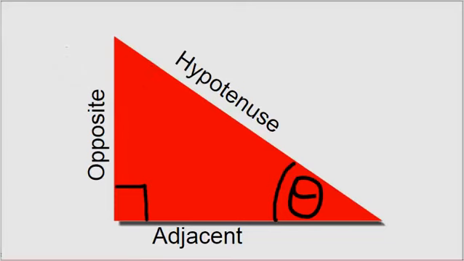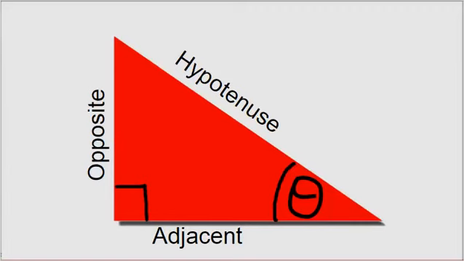There are certain names and words that are used for right triangles. If we're talking about this angle right here, this angle theta, this is the hypotenuse. The hypotenuse is always the longest line in a right triangle, and this is the opposite side from the angle theta. If we're talking about this angle, this is the opposite side. This is the adjacent side. Adjacent means next to, and of course, opposite means opposite.